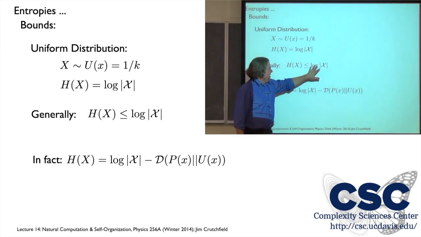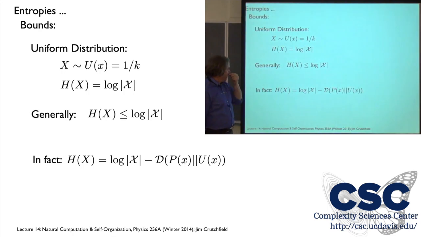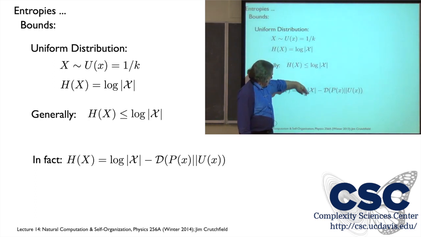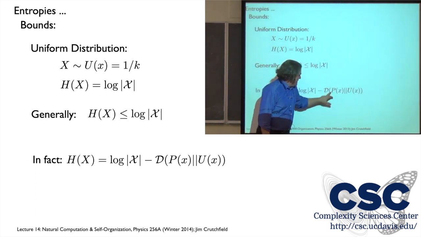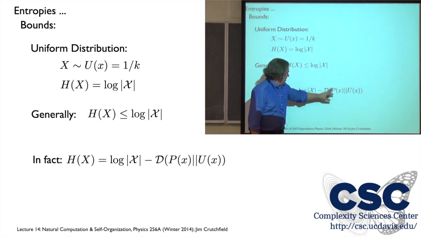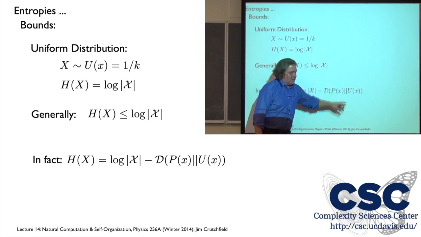This counting of events, the log of the event space size, is always the upper bound to the entropy rate. In fact, there's a way of rewriting the entropy in terms of the log of the counts minus the information gain between the distribution you're looking at and a uniform distribution.